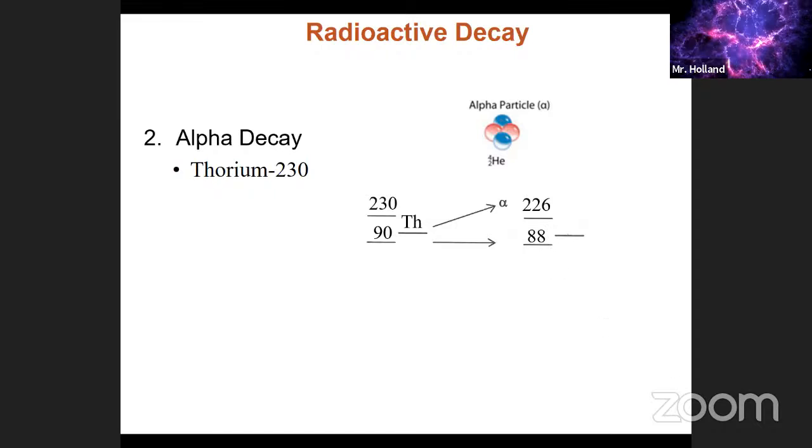It has 88 left. Good. Because 2 protons left when that alpha particle was kicked out. 4 total particles, 2 of them were protons. If it has 88 protons in there, Jonah, what is it now?